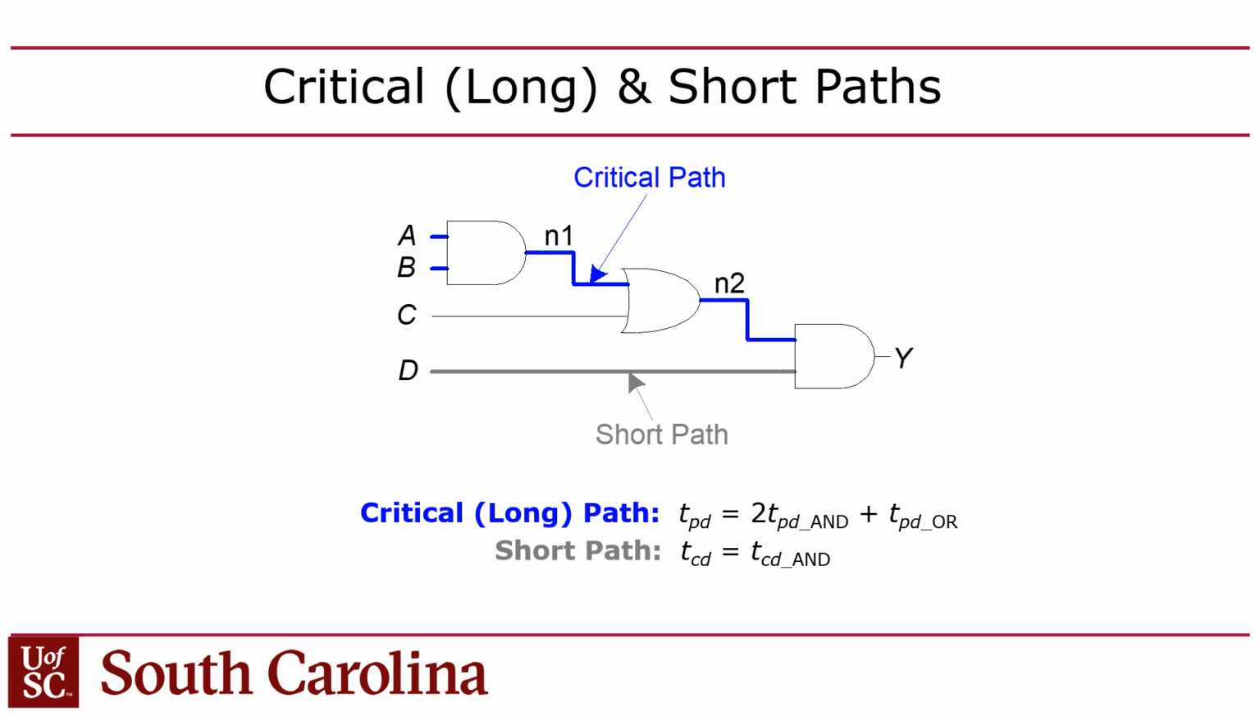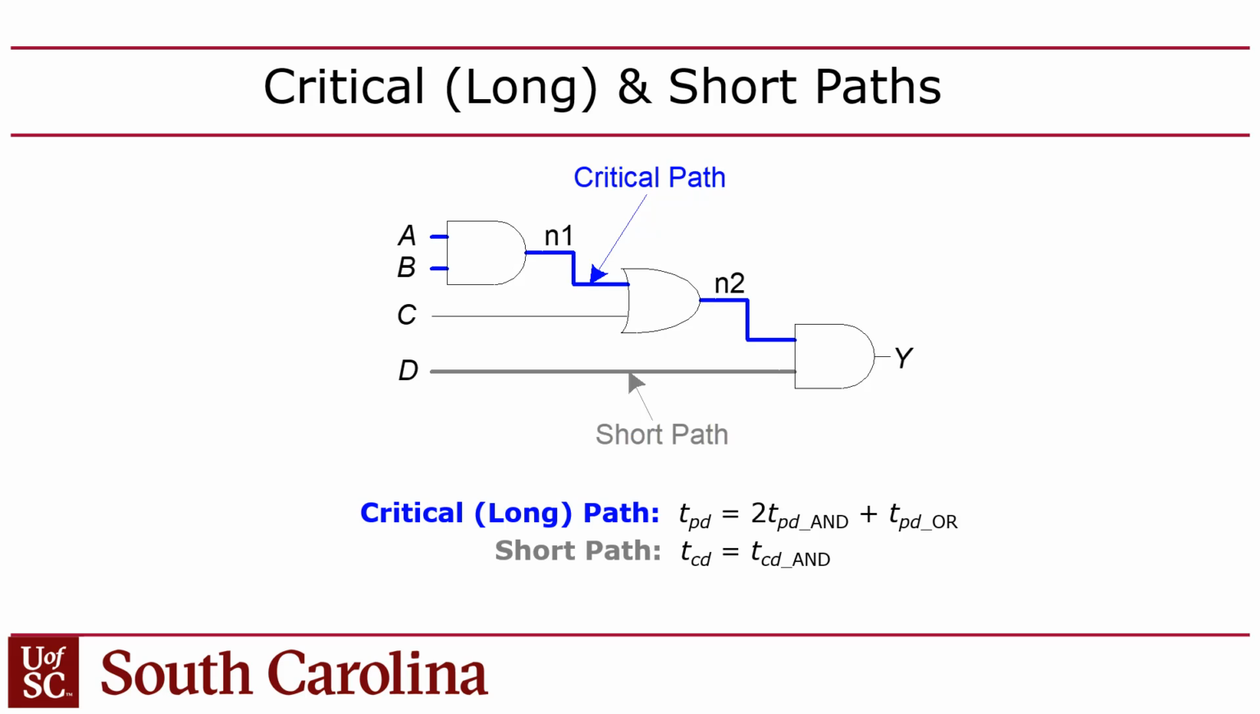So now the question is, how do we actually put numbers to these? Well, generally you may be given the propagation delay and contamination delay of the AND gate, and the propagation delay and contamination delay of OR, right? And so the critical path will be the longest possible delay of this gate and that gate, right? So it's calculated as 2 times the propagation delay of AND, that's these 2 gates, plus the propagation delay of OR. So that's the longest possible delay through the circuit, whereas the short path is going to be the contamination delay of the AND gate.